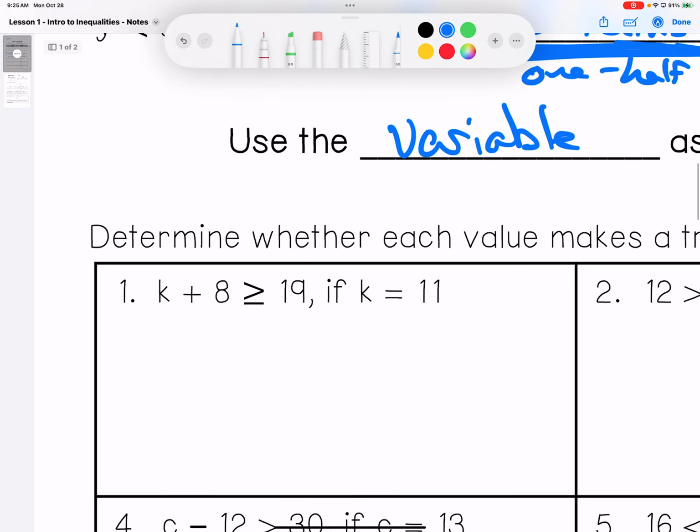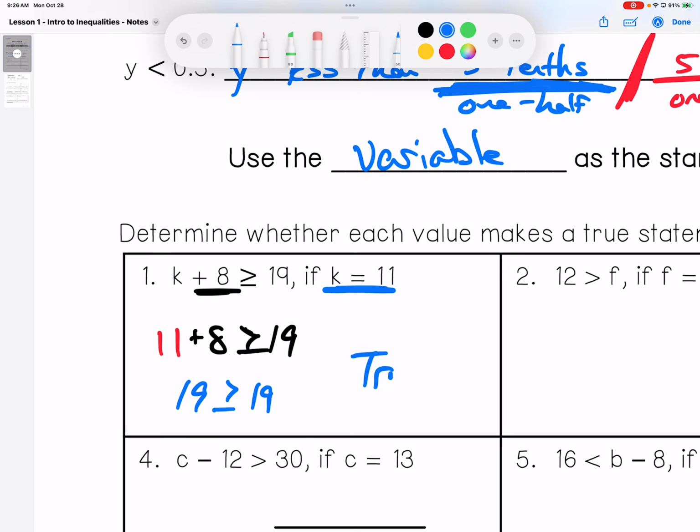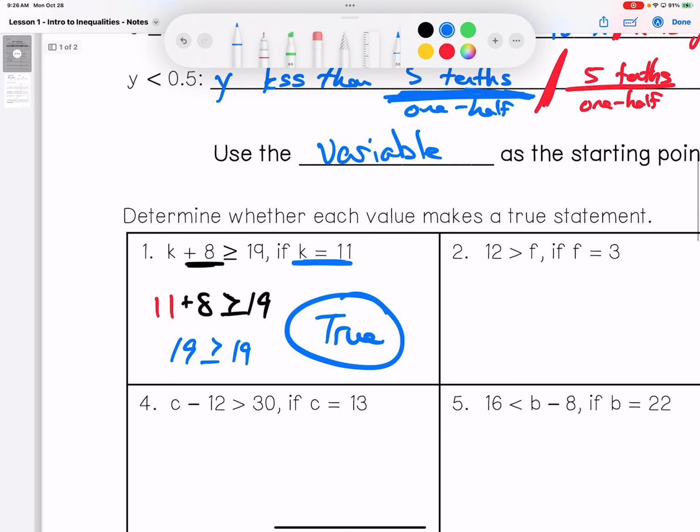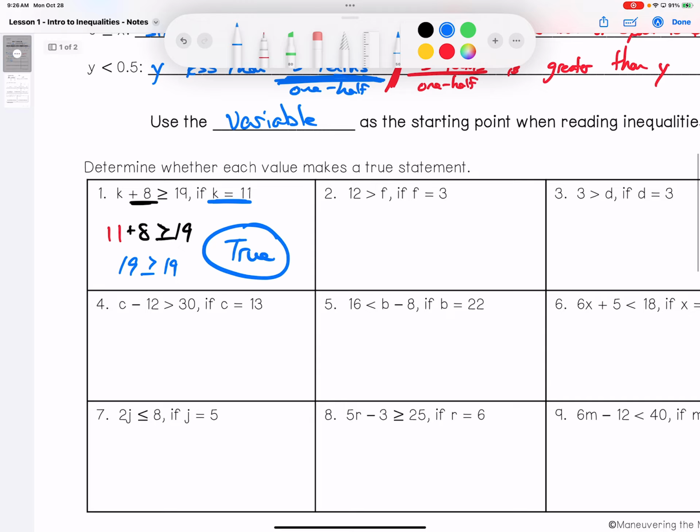So I'll do number 1 for you. So it wants us to take 11 and sub it in for k. So I'm going to place that in. I'm going to go 11, and then we'll go plus 8. Is that greater than or equal to 19? So then I'm going to kind of work that out. 11 plus 8 is 19. Is 19 greater than or equal to 19? That is true. So I'm going to give you just a few minutes to work out 2 through 9.